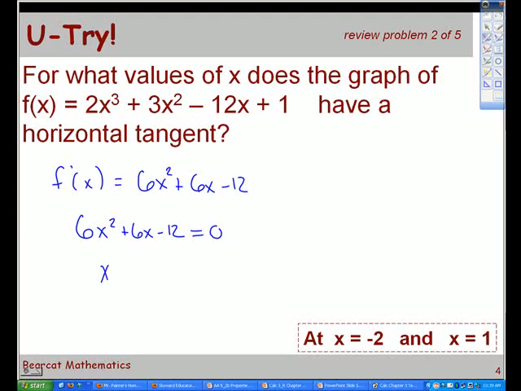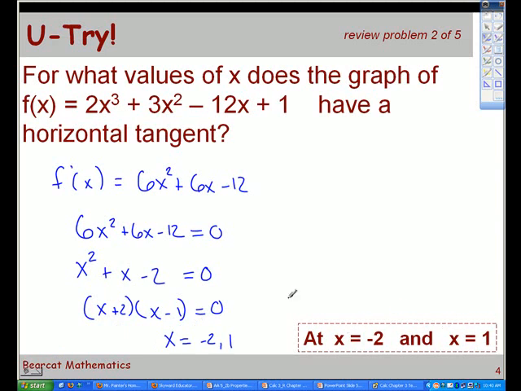I'm going to divide a 6 from everything. And I'm going to factor. So, x plus 2 times x minus 1, if those are the factors, then the roots are going to be negative 2 and 1. So at x equals negative 2 and x equals 1 is where this is going to have a horizontal tangent. What happens if you add 12 over to the other side?